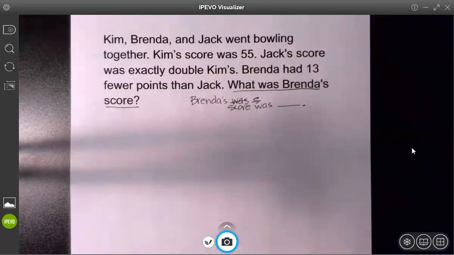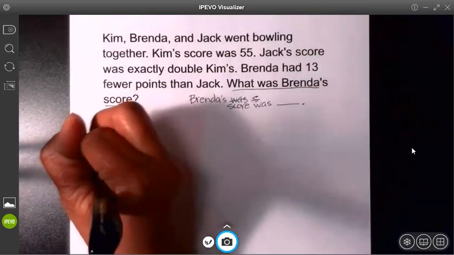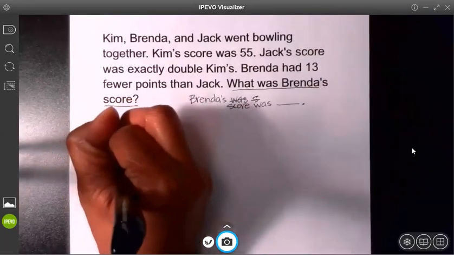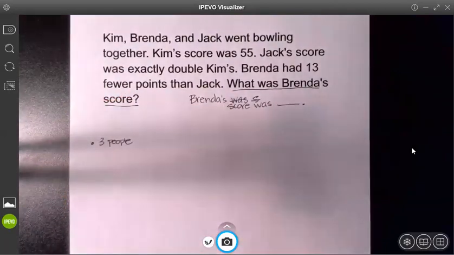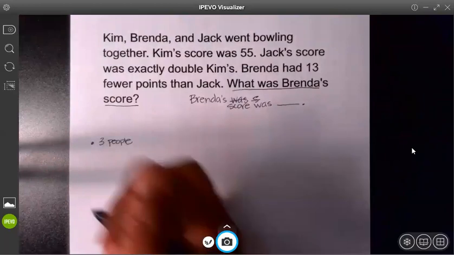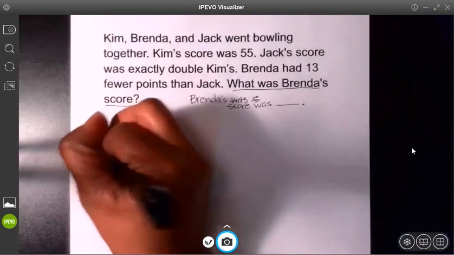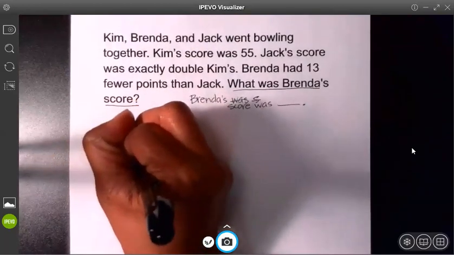So next thing we're going to do is we're going to make our list. So let's look at the information that we have. We know that we have Kim, Brenda, and Jack. So we know that we have 3 people that went bowling. We also know, if we look at the second sentence, that Kim's score was 55. So I'll just put Kim has 55.